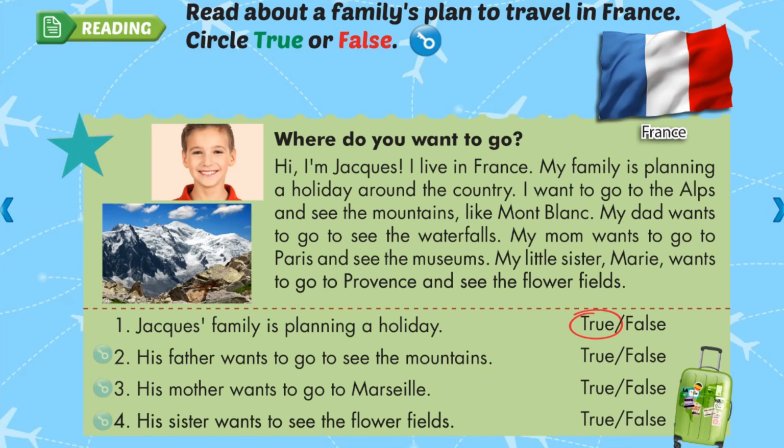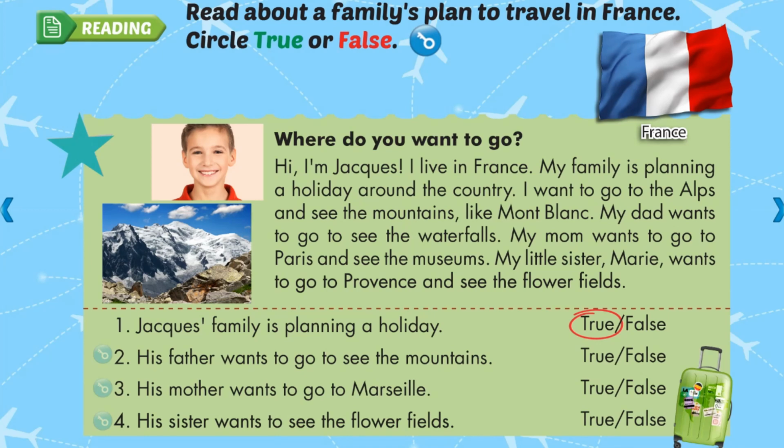Hi, I'm Jacques. I live in France. My family is planning a holiday around the country. I want to go to the Alps and see the mountains, like Mont Blanc. My dad wants to go to see the waterfalls. My mom wants to go to Paris and see the museums. My little sister, Mary, wants to go to Provence and see the flower field.